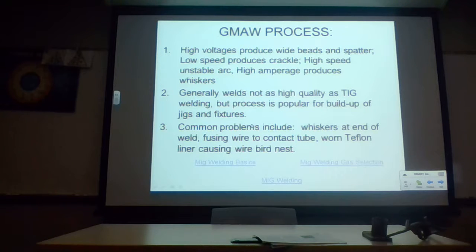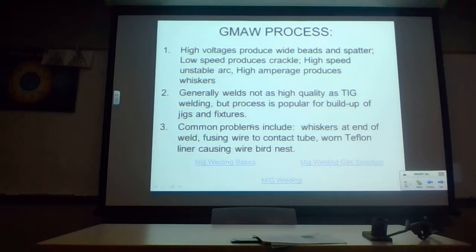Things can generally go wrong too. Sometimes you'll end up with whiskers at the end of the weld. That's the unfused wire. If you look at a lot of MIG welds, the telltale sign that it's been welded in the MIG process is at the very end of the bead. If you see some unfused metal here, we call it a whisker. And usually the metal has been welded with a MIG welder.